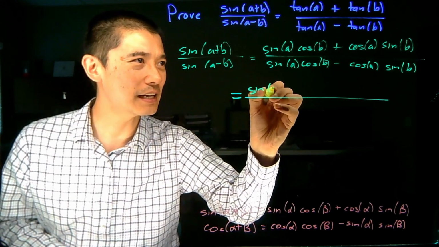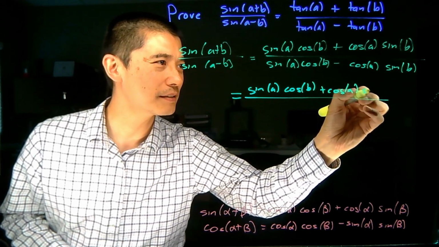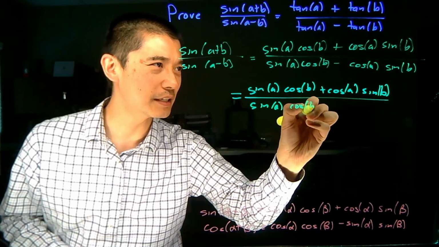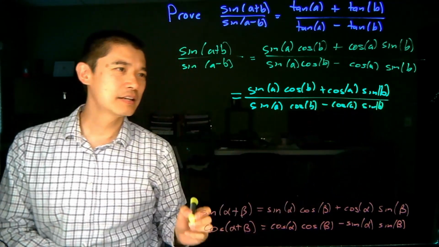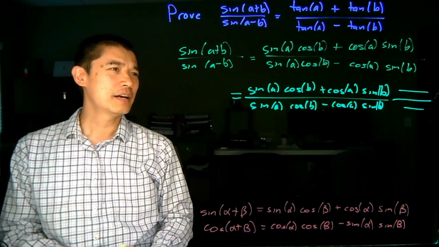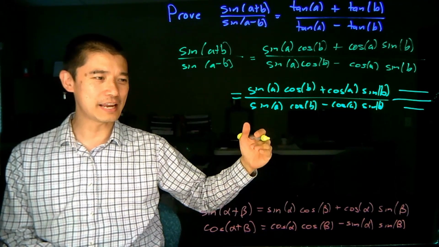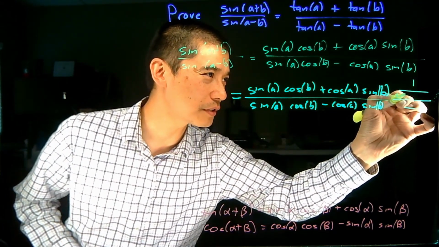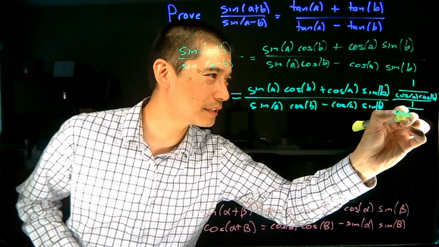So sine A cosine B plus cosine A sine B. And then on the bottom, sine A cosine B minus cosine A sine B. And we're going to multiply top and bottom by some sort of fraction. Since we want tangent A and tangent B, and that has a cosine A and cosine B in the denominator, sine over cosine, we're going to just try that and see what happens. So cosine A cosine B gets really squished over here on the side. That happens sometimes.